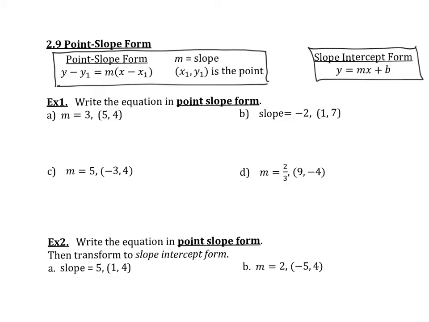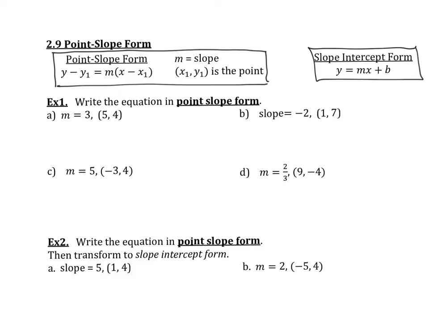This is useful when I'm trying to write the equation of a line, and I'm given the slope and a random point on the line, not the y-intercept, just any old point. Okay, the m goes right here. And if x1, y1 is the point, the x1 goes here, the y1 goes here. We're going to try it with these examples just to get the plugging in.